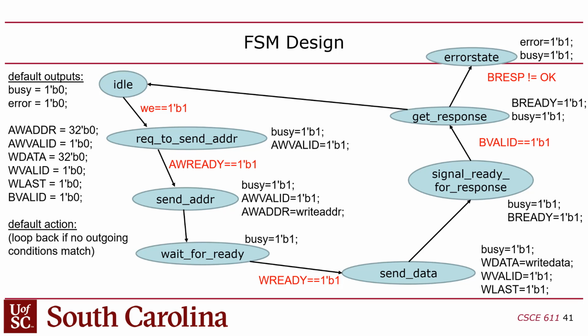And then I just basically repeat the handshake a 3rd time now for the response channel. So I set B ready to 1. I wait for B valid. And then I get the response, which can either be an error signal, in which case I go to an error state and I get stuck there forever, because I assume the whole system is now crashed. Or I go back to idle, in which case the CPU will see the busy go low and it knows that the transaction is completed.